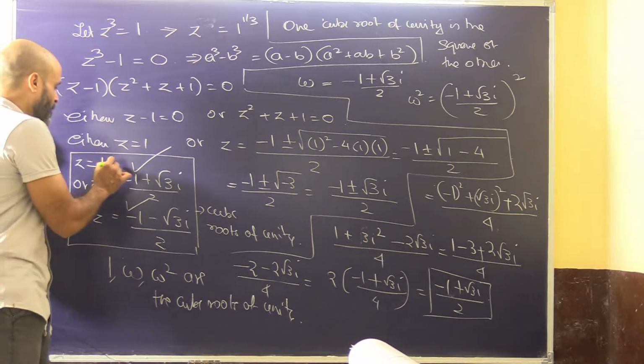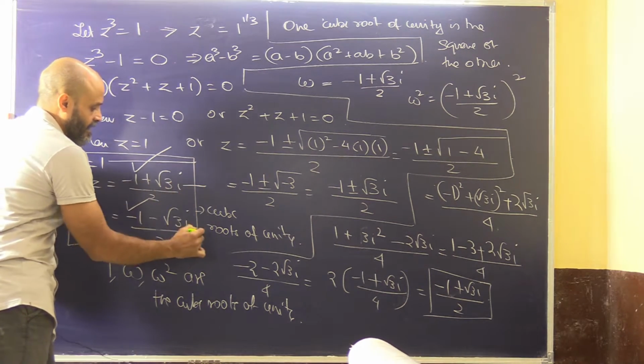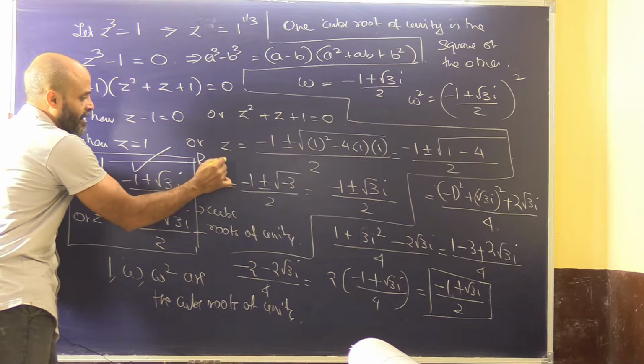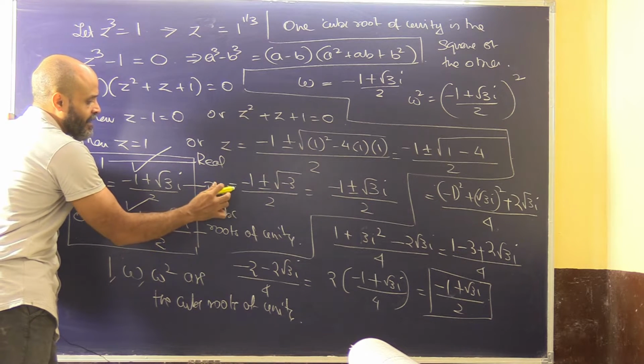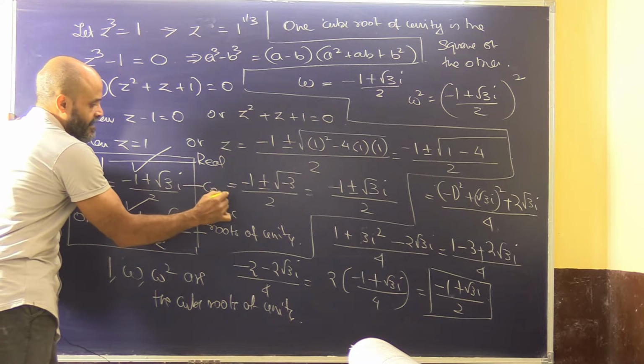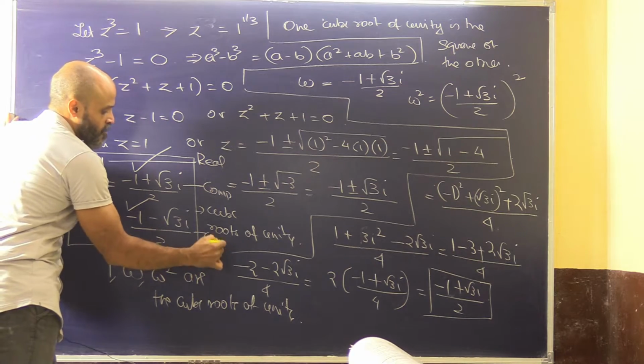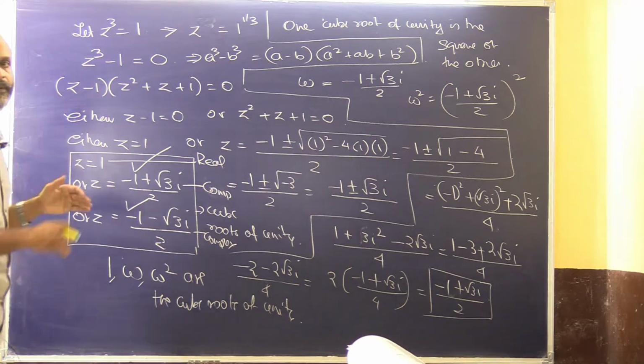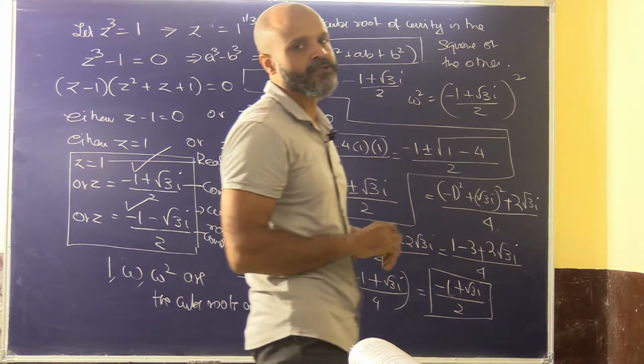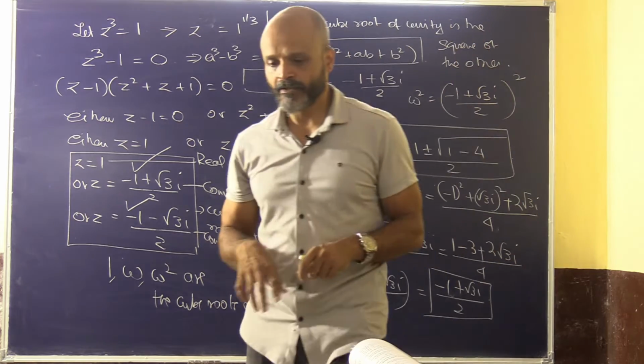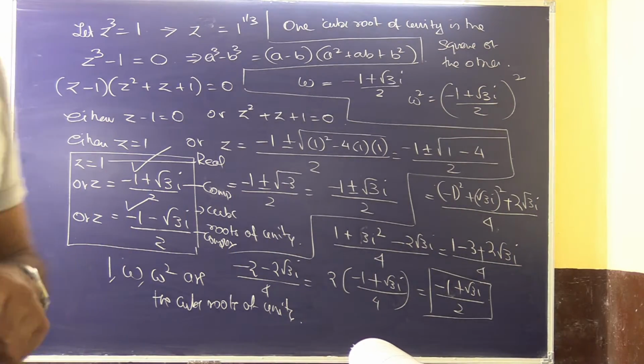So there are 3 cube roots of unity. This is purely real, this is imaginary or complex. We can say this is complex, and this is also a complex number. Okay, we will study more about the properties of cube roots of unity. Okay, you can take a snapshot of the same.